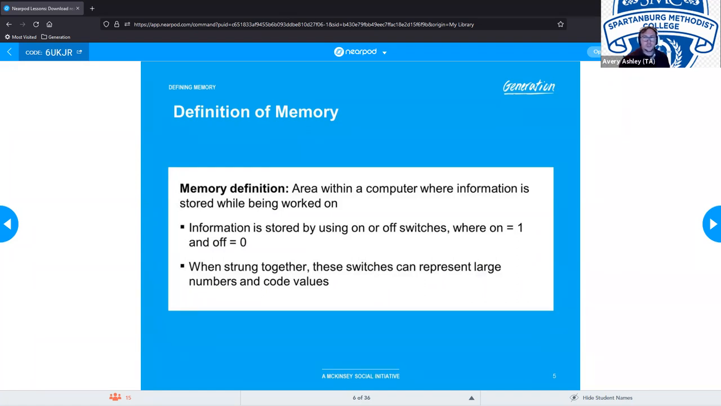So with a raise of your hand, who thinks they can tell me the difference between memory and storage? Memory is not permanent. Sorry, I got to cut you off. Justin raised his hand.